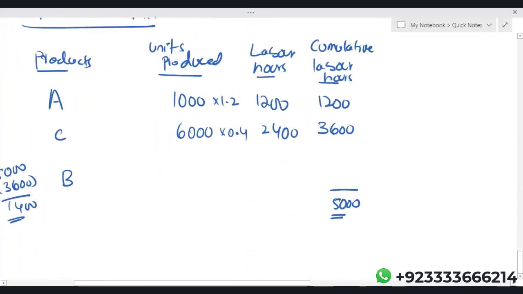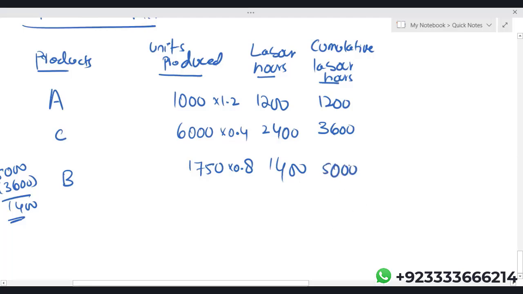So simply, you can say 1400 is a balancing figure, and we can maximum produce 1750 units. Multiply by 0.8, it will give you 1400. And obviously, we'll get 5000 cumulative hours here. How did I get 5000? 3600 plus 1400.